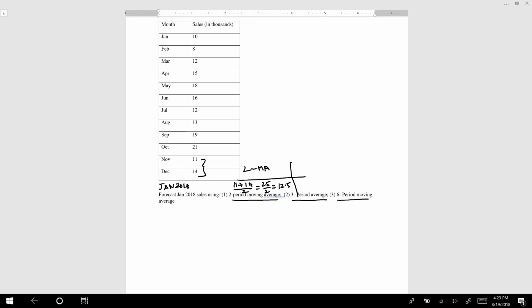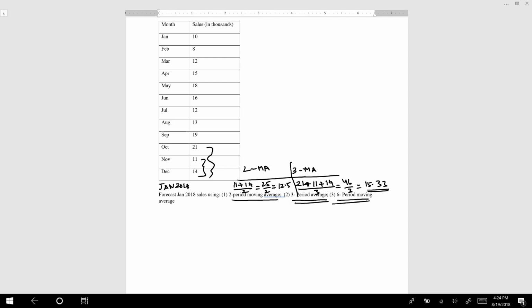Then the question asks for a 3-period moving average. So I can write 3MA. We are taking the average of the previous 3 time periods. That would be October's value is 21, November's is 11, and December's is 14, divided by 3. That gives us 46 divided by 3, that's 15.33. Again we can round it off to 15 or 16 units for our forecast.